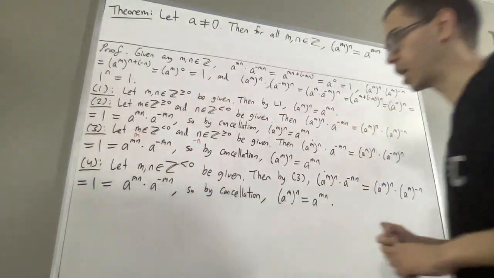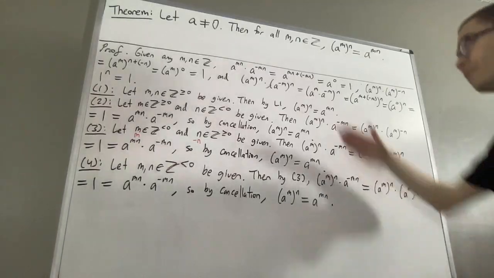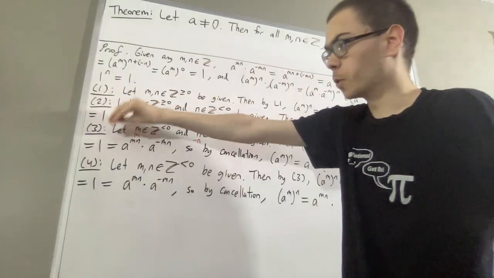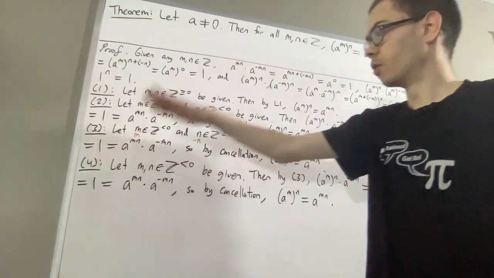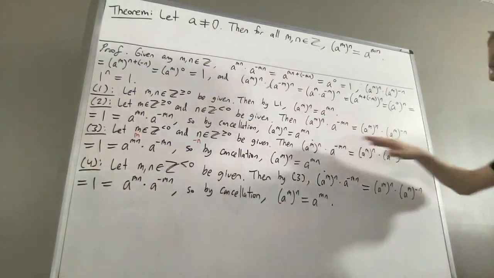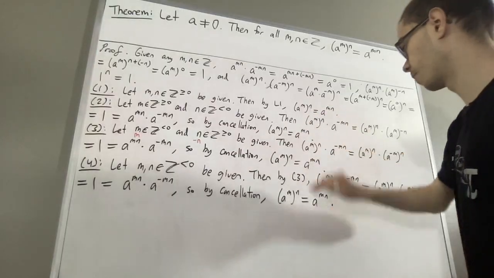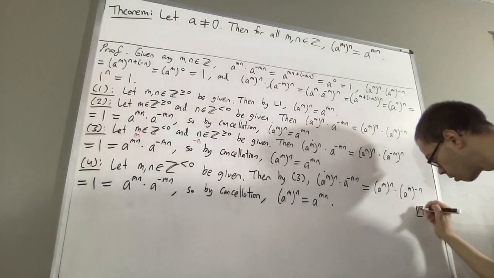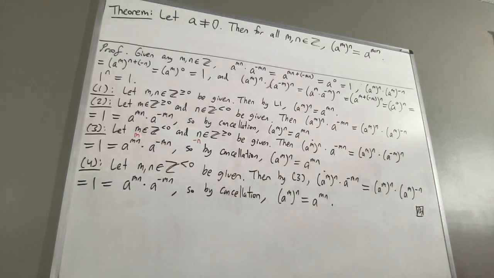And that completes our final combination. So given any two integers m and n, one of these 4 cases happens. No matter which case we have, we see that this equality is true. So this completes the proof.